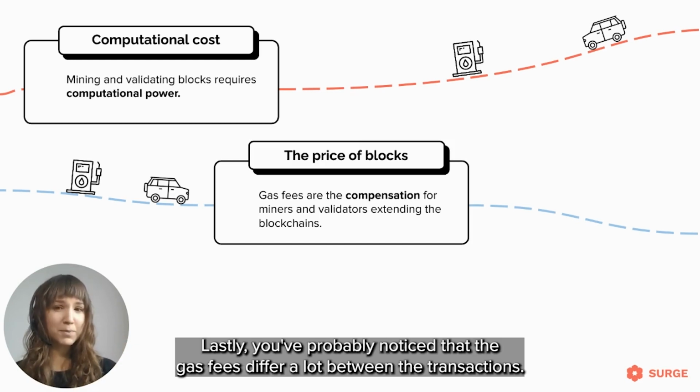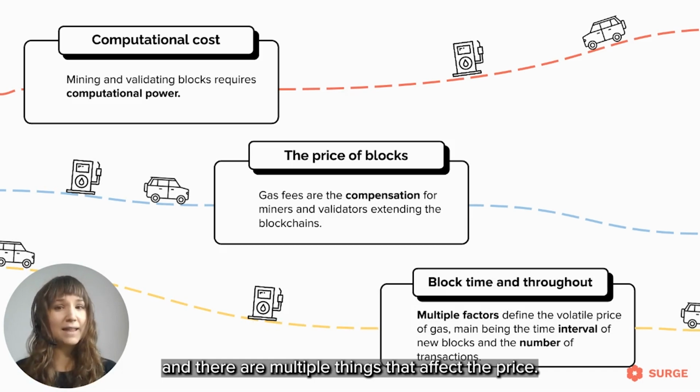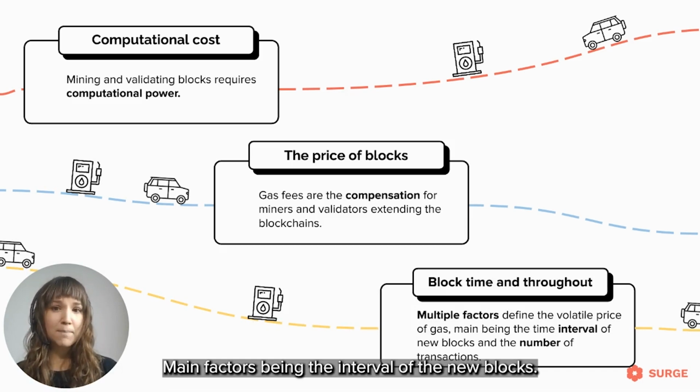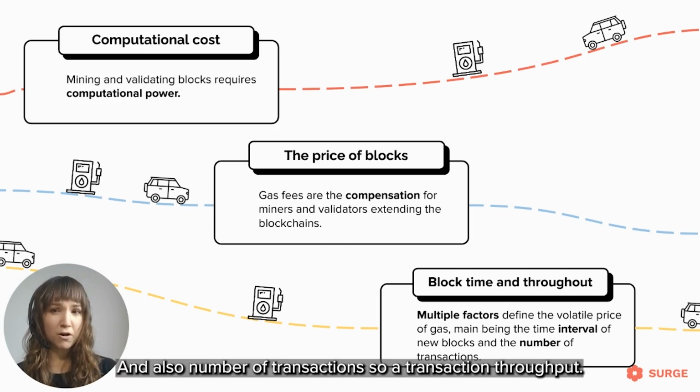Lastly, you probably noticed that the gas fees differ a lot between the transactions. And there are multiple things that affect the price, main factors being the interval of the new blocks, so how often these blocks are created, and also number of transactions, so a transaction throughput.